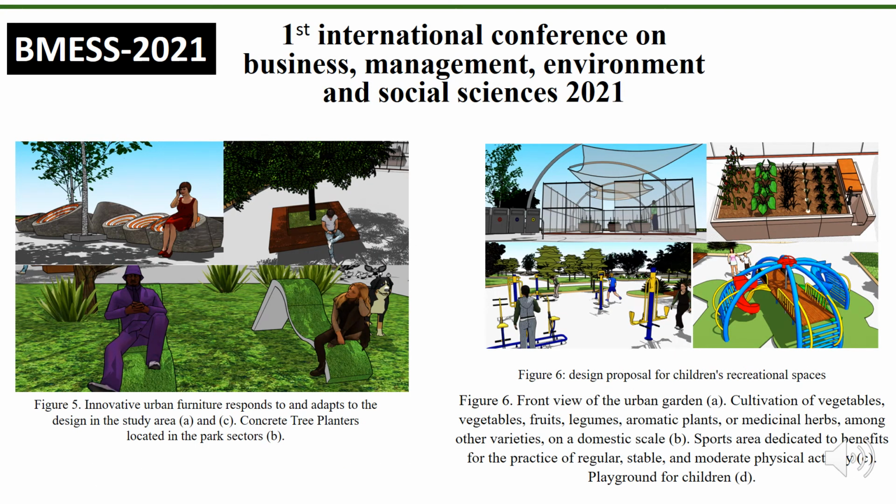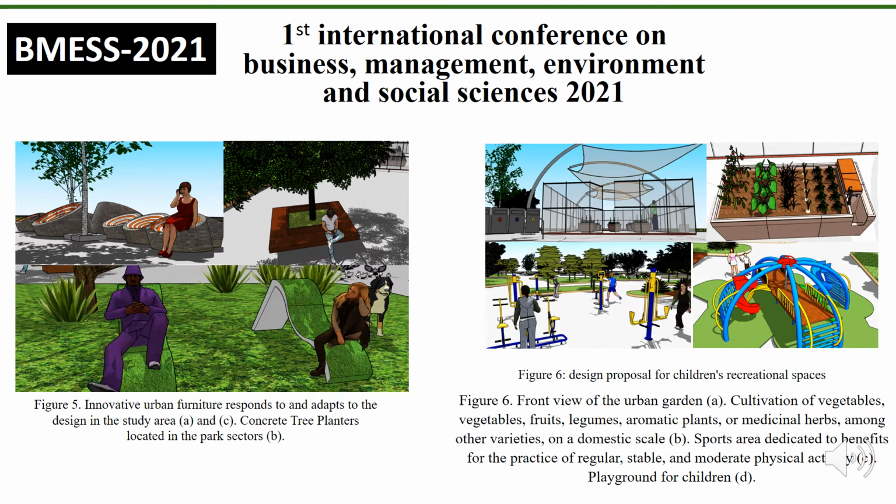The Figure 5, innovative urban furniture, responds to adapt to the design in the study area, which we can see in the front part and in the back part. And the right figure at the top shows conserved trees and planters located in the park sectors. For Figure 3, the design of children's recreation spaces.